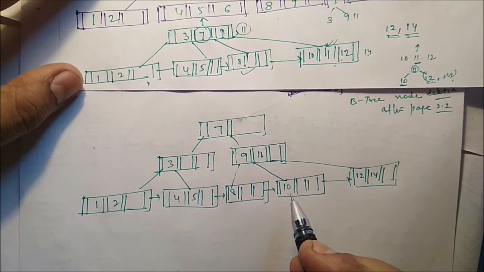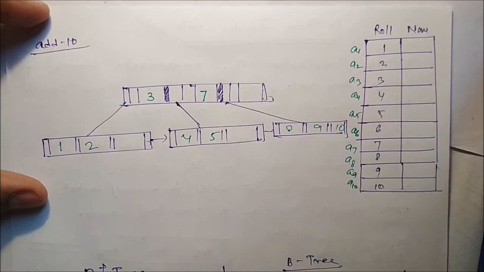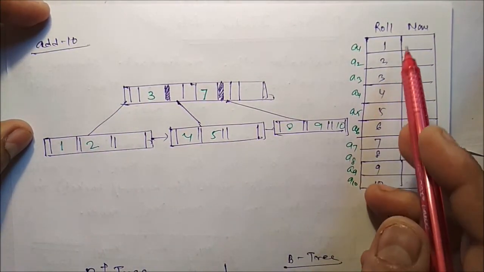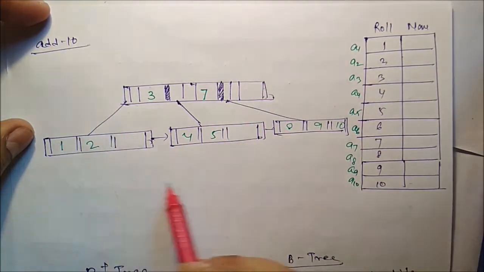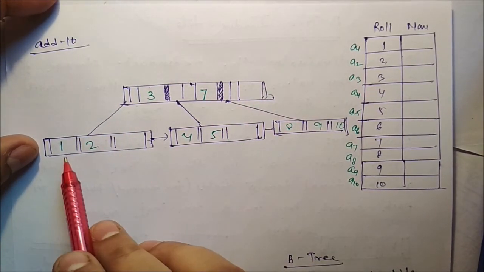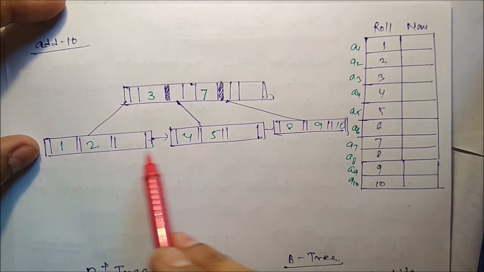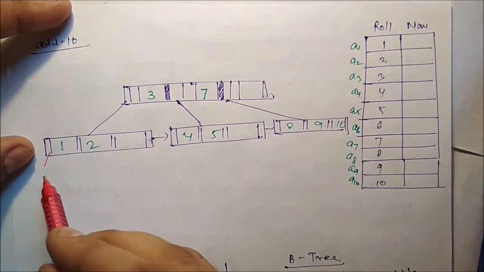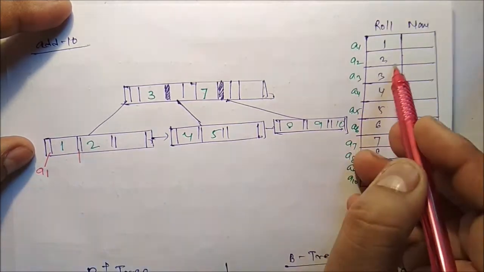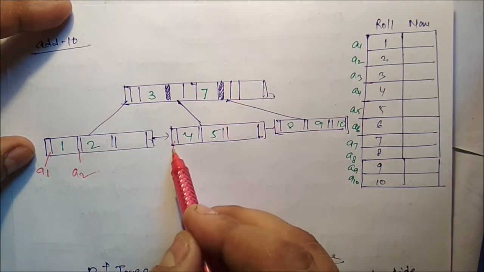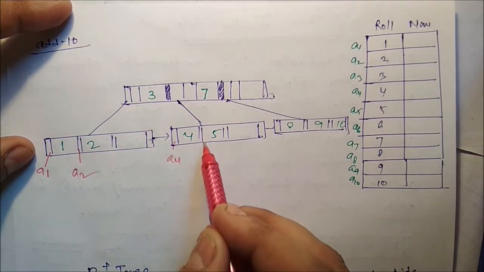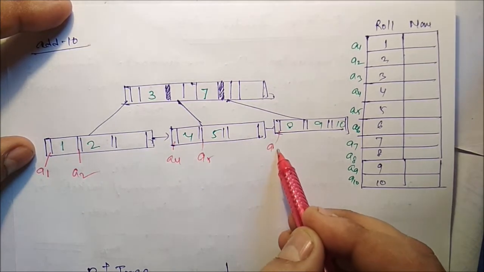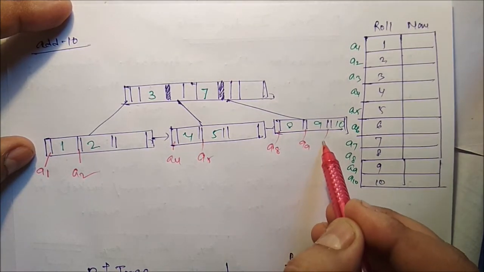So in this way you can construct the B tree. Now our roll numbers 1 to 10 are there. This is our B tree, and the leaf node contains 1, 2, 4, 5, 8, 9. So here we have to put the address for roll number 1. Here we have to store A1. For roll number 2 we store A2, for 4 we store A4. Here it is A5, A8, A9 and A10.